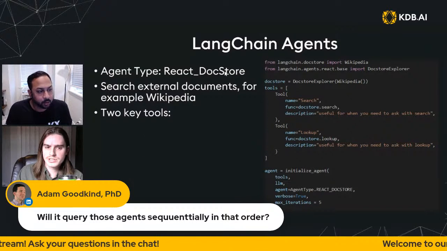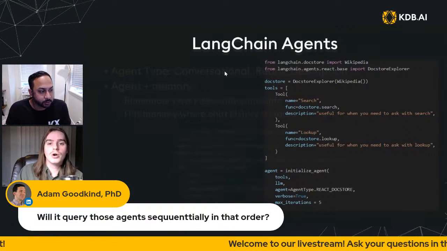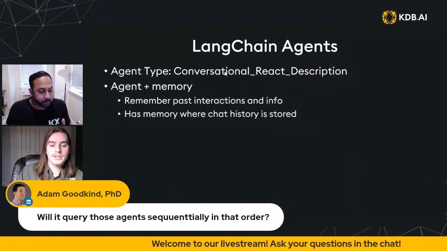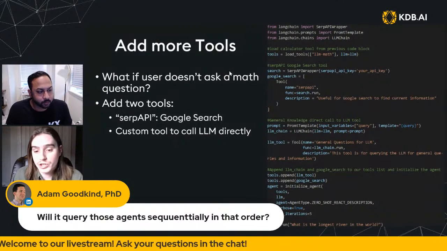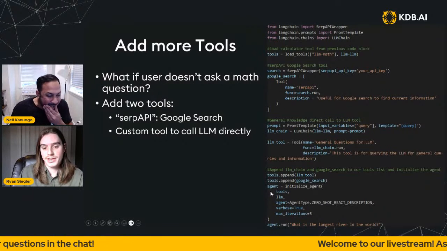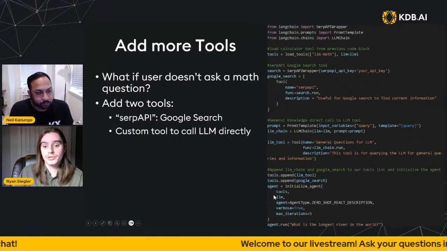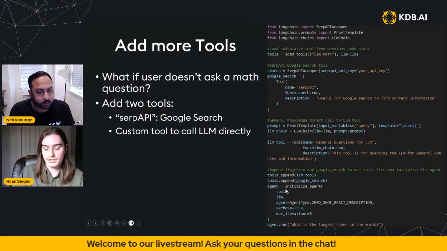For multiple agents? Yeah. Or yeah, when you're doing the Google search. Oh yeah, for multiple tools. Yeah. So no, it will actually decide which tool to use. So it's not like it's going down sequentially. It has access to all of the tools that we have. So it would have access to the calculator, the Google search, and the LLM tool.